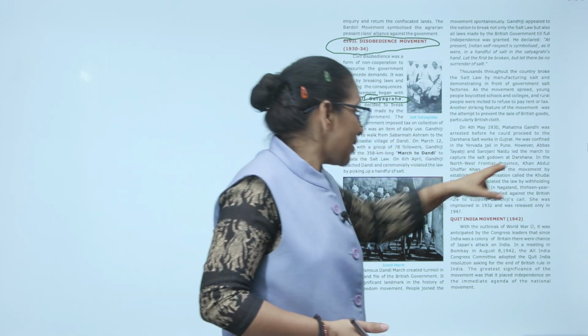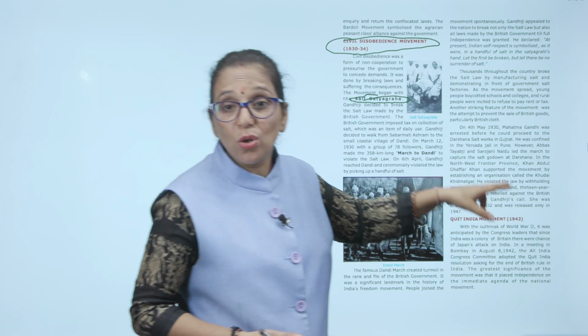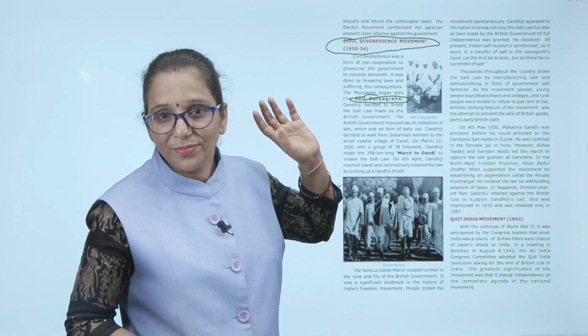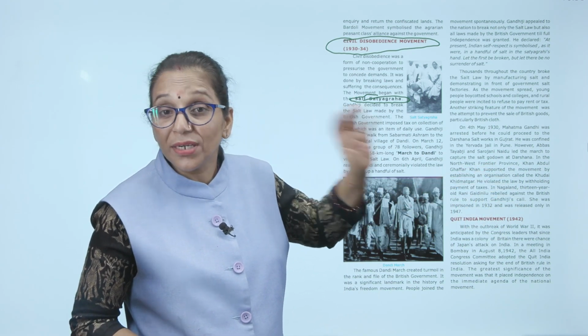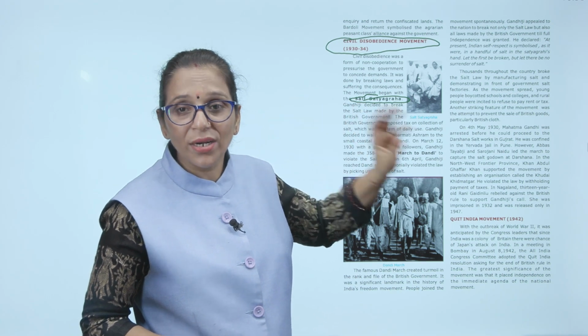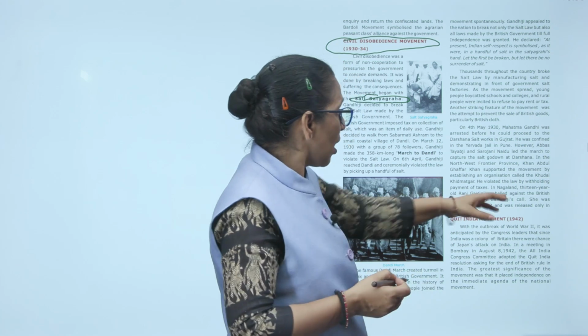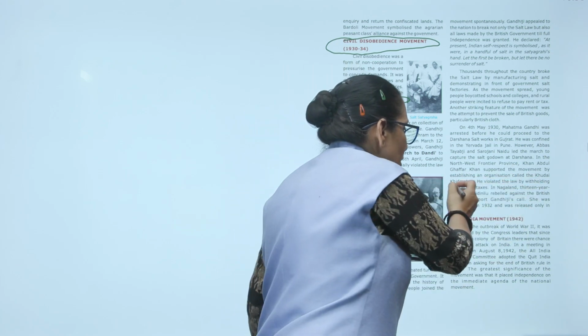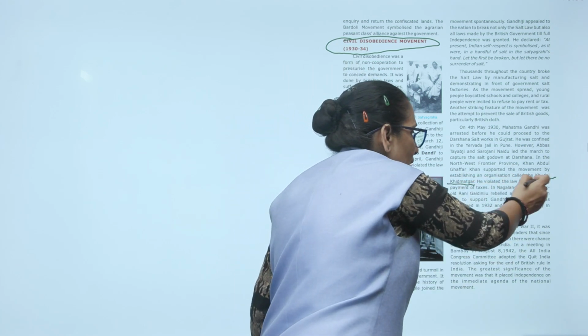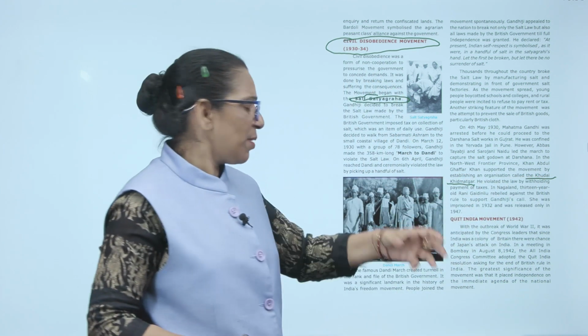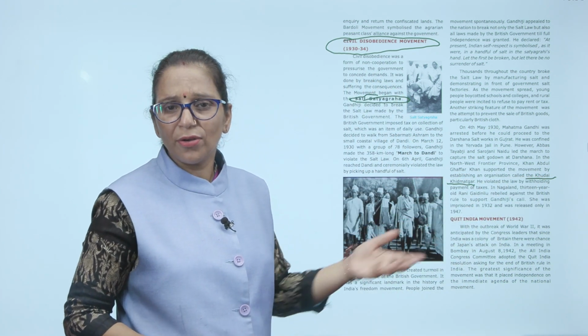What happened? In the Northwest Frontier, Khan Abdul Ghaffar Khan supported the movement by establishing an organization, and he named that organization the Khudai Khidmatgar. Here also he violated the law by withholding the payment of tax. He was not ready to pay the tax.